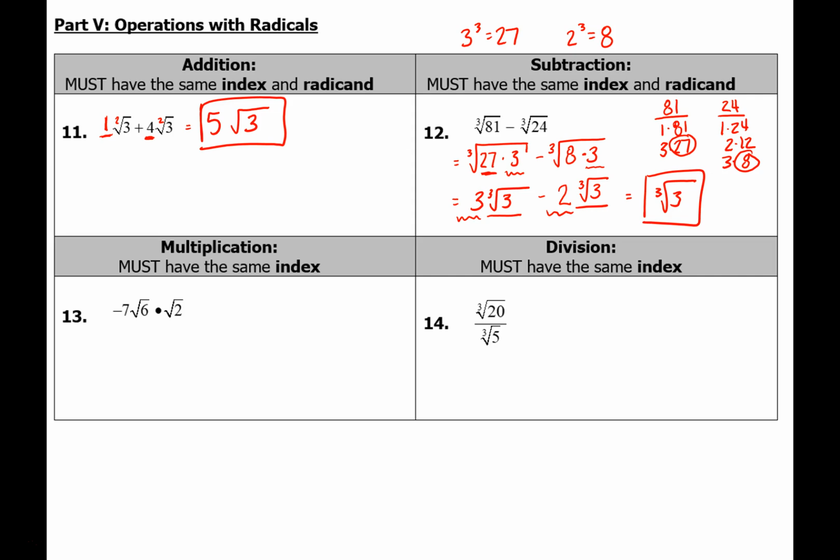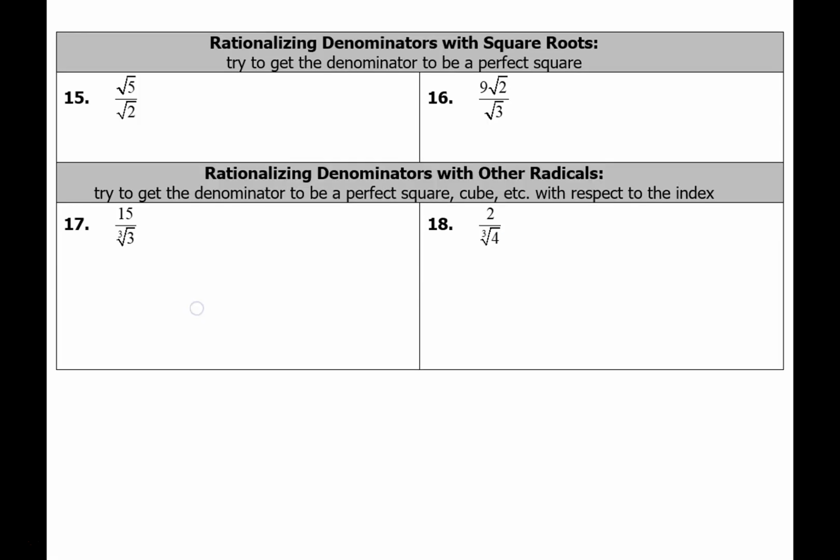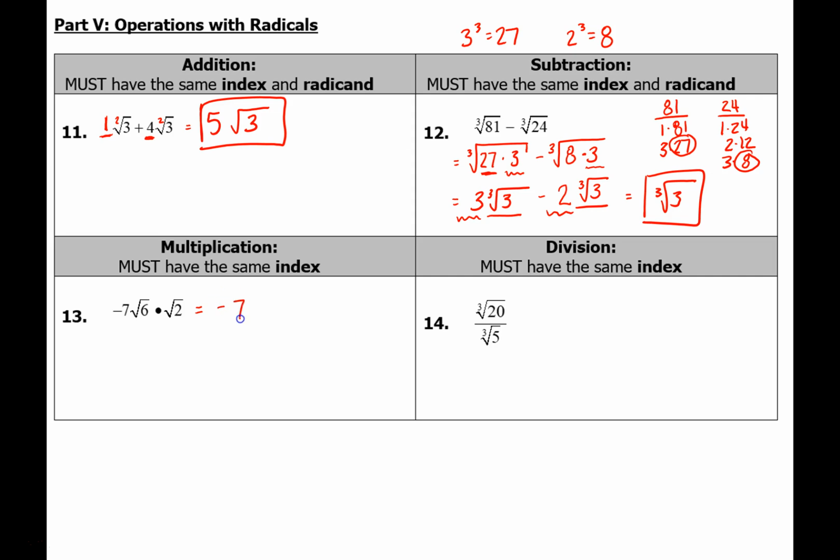So they both have to be square roots, or they both have to be cube roots, or whatever kind of roots you're taking. In number 13, they're both square roots, so I can go ahead and put these together. So I'm going to multiply the coefficients. That's -7 times 1, so that is -7. And then inside of the radical, I have 6 times 2.